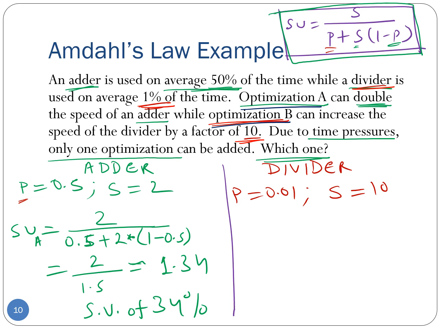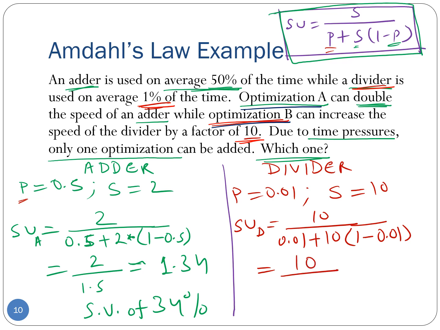Let's do the same for our divider. So the speedup that can be achieved by the divider is S upon, so S is 10, so this will be 10 divided by P plus S into 1 minus P, so P is 0.01, so we'll say 0.01 plus 10 multiplied by 1 minus P, which is 1 minus 0.01. If you simplify this expression, this basically comes to 10 divided by the denominator, which reduces to 9.91. So this is actually equivalent to 1.01. So in other words, this is a speedup of around 1% overall.